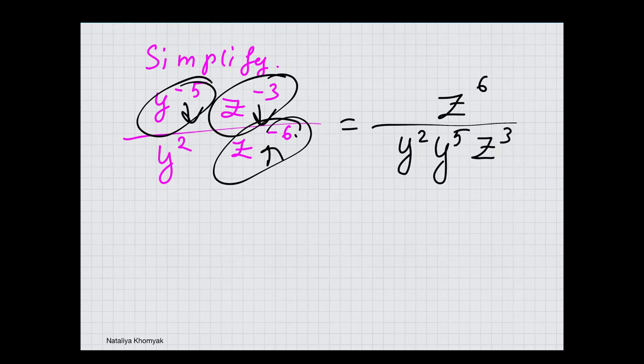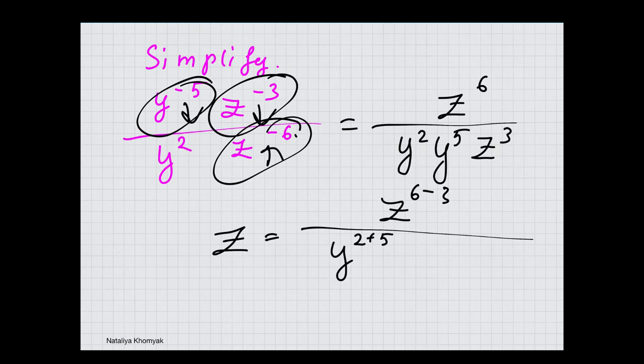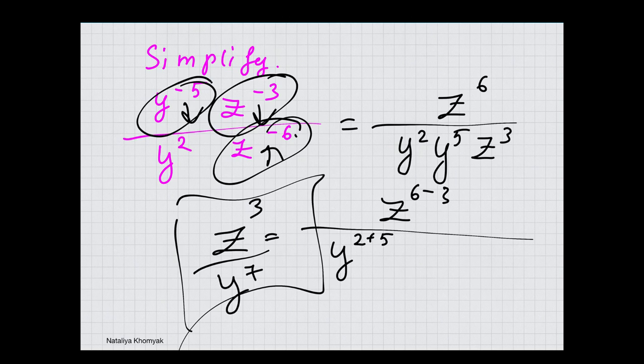Now we can simplify this. We have y to the 2 plus 5. Now we have more z's in the numerator, so we will do the difference in the numerator, so 6 minus 3. And this whole thing will simplify into z to the 6 minus 3, which is 3, over y to the 2 plus 5, which is 7. And this is our solution.